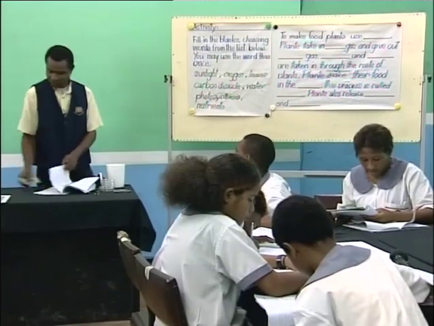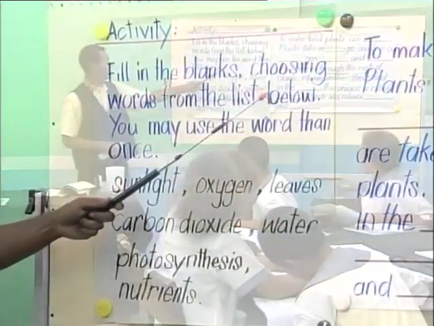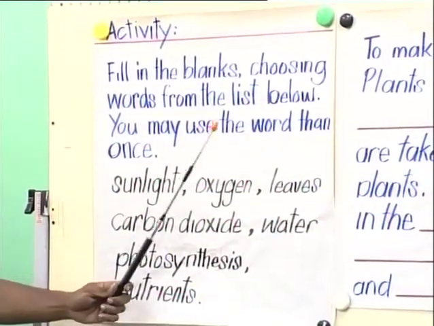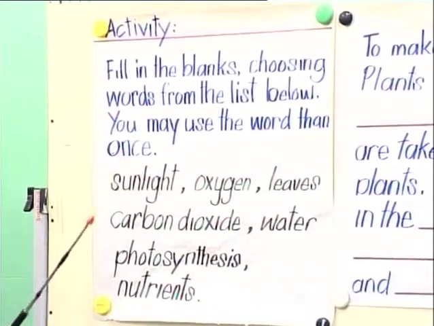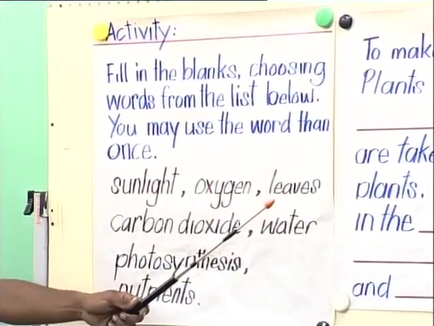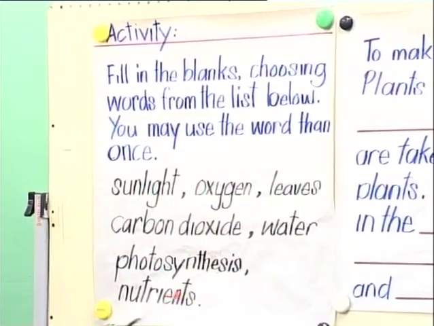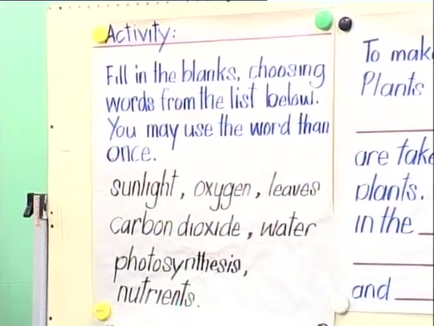Let's look at our sentence. Instruction: fill in the blanks, choose the words from the list below. You may use the word more than once. The words are sunlight, oxygen, leaves, carbon dioxide, water, photosynthesis, and nutrients.